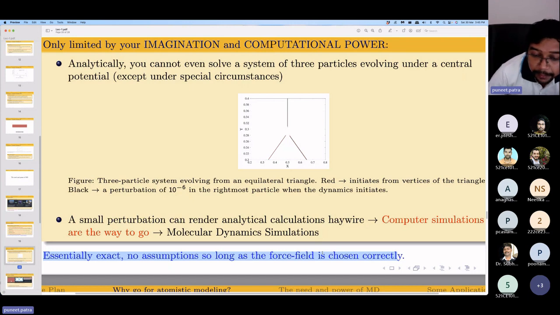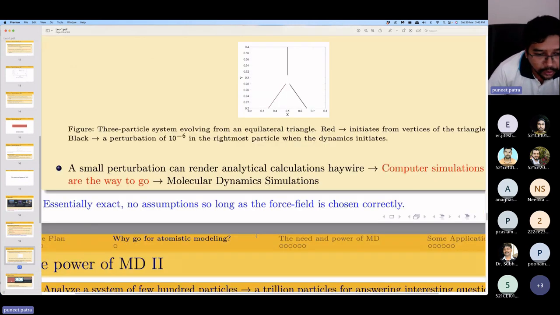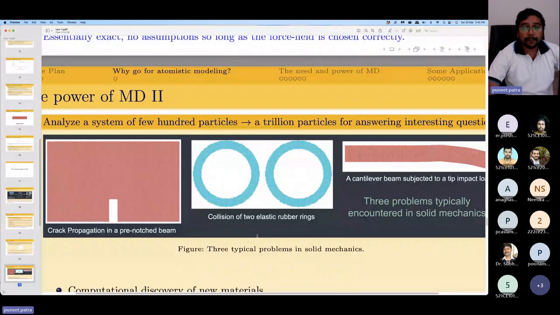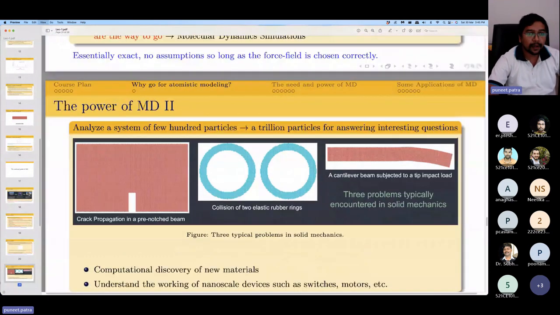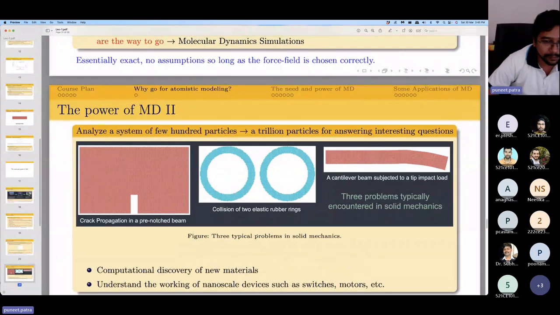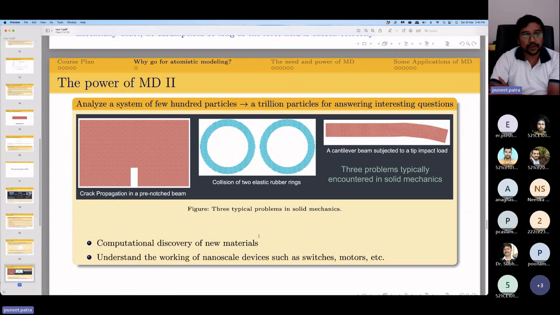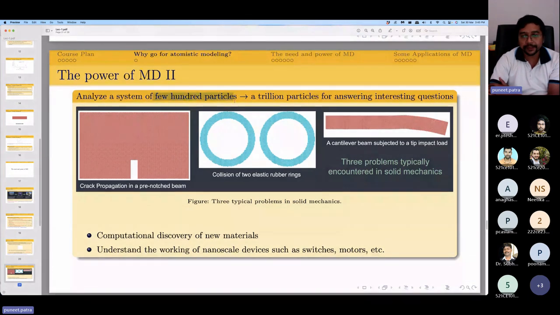Where does the force field come into the picture? That we will see in a short while. So what is the power of molecular dynamics? Well, the power is limited only by your imagination. You can solve a system of a few hundred particles, or you can solve a system comprising a trillion particles for answering several interesting questions.